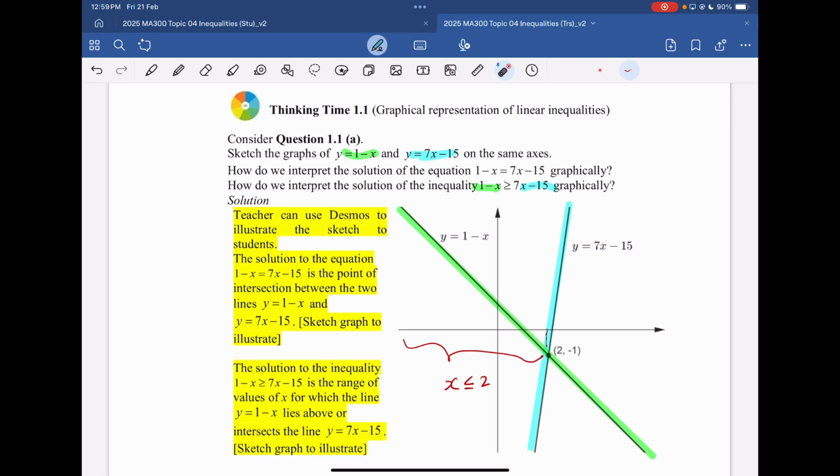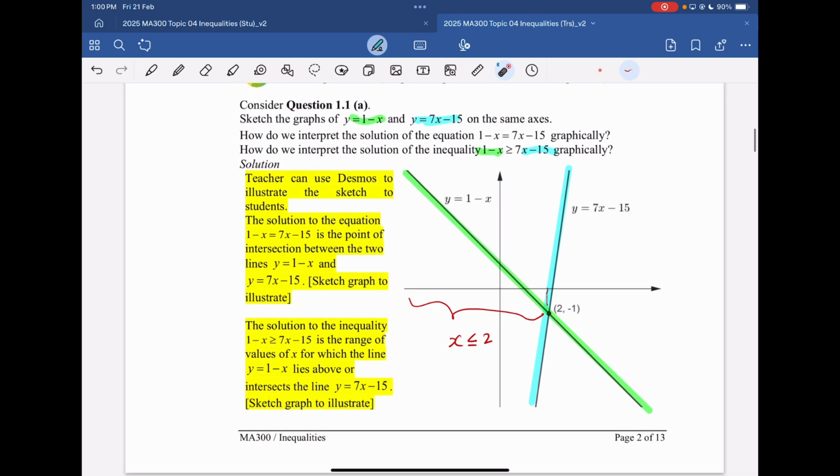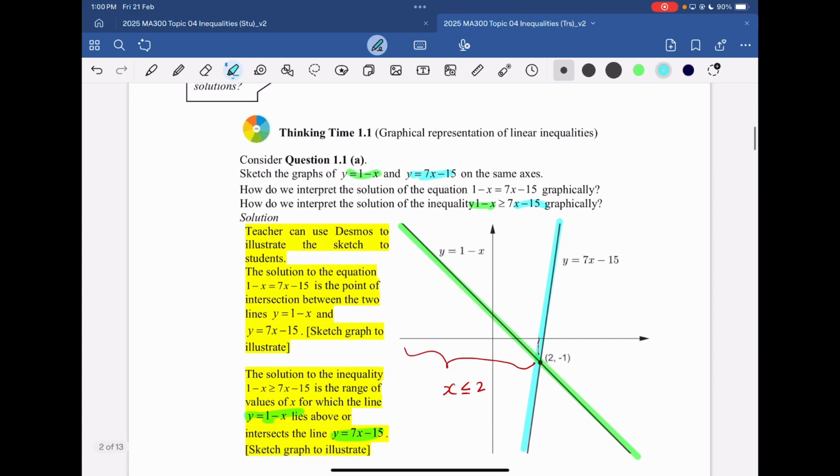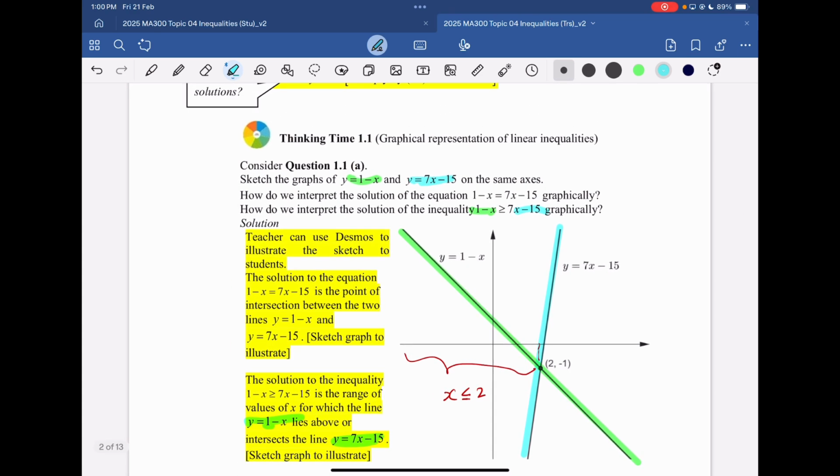So blue above green is where? x more than 2. Can y'all see, based on the graph? Can you understand? So this is what they mean. The solution is the range for which 1 minus x lies above or intersects. 1 minus x basically is the green above blue. This one looks bad because of the color mix, but here is green above blue.